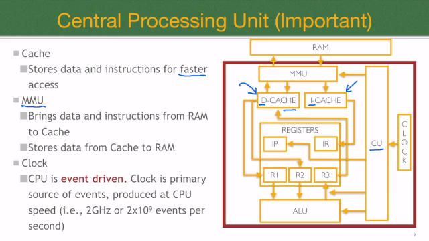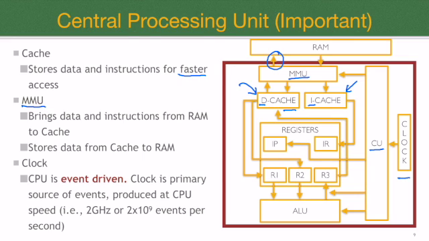MMU, or memory management unit, is the component that brings the data from RAM into the CPU, specifically to CPU cache, and it also stores the data back from the CPU into the RAM.